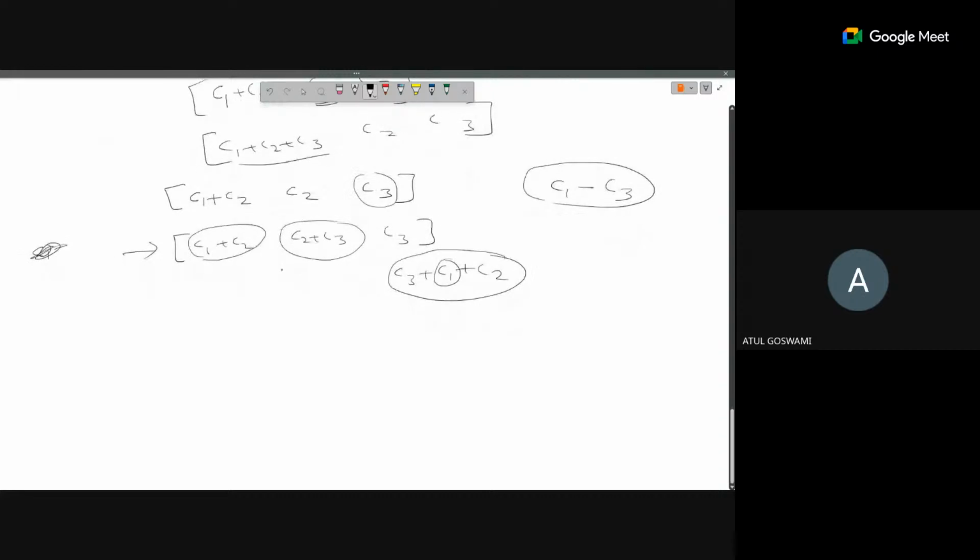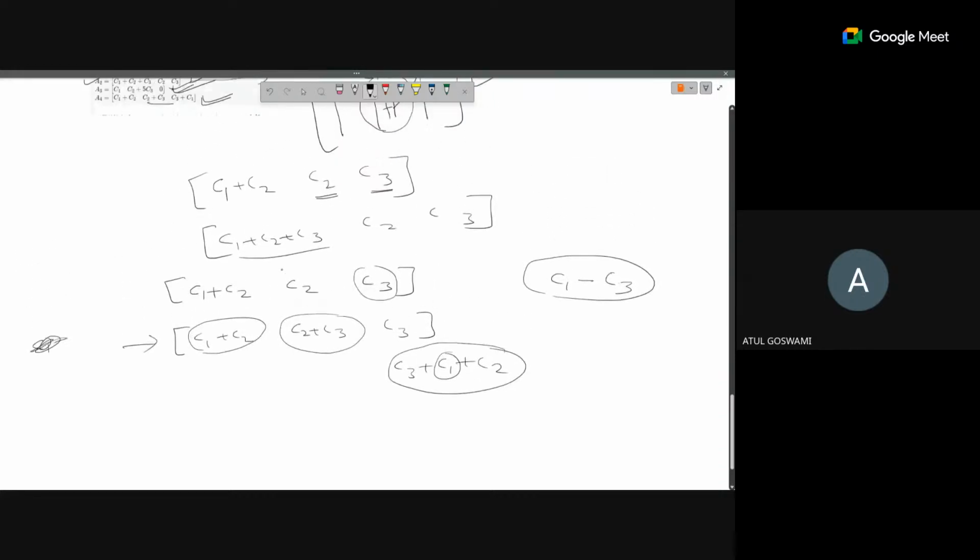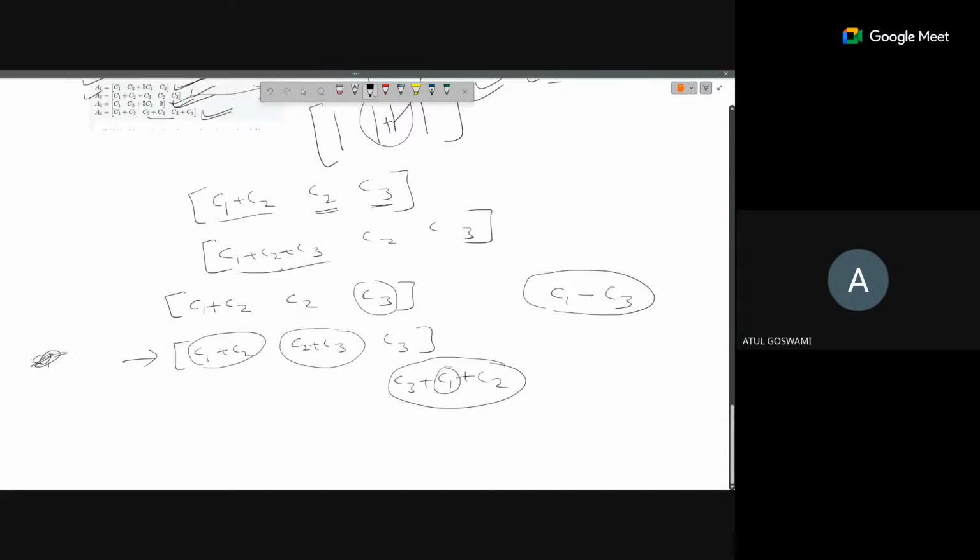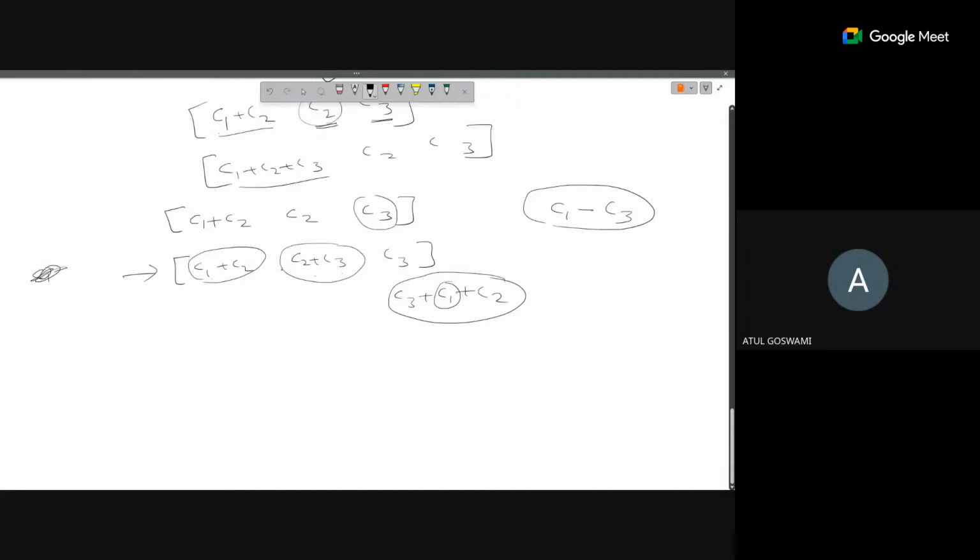Now the fourth option. Why is the fourth option not true? First we are applying C1 plus C2, with C2 and C3 as it is. In the second step, we are taking this column and adding this one, and then we get C1 plus C2 and C2 plus C3. Now to get C3 plus C1, is there any way we can get it? No, basically, because these columns are changed. So that's why this is also not true. Now this is one way, which is quite difficult, or maybe you are not sure whether this is true. Let's go the other way.